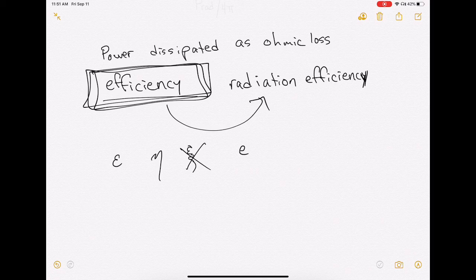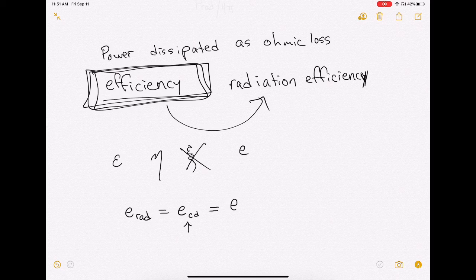So the radiation efficiency is a measure of how much of the power that goes into your antenna is actually radiated as compared to the amount that is dissipated as loss in the materials. So you can break that down into conductor losses and dielectric losses. So sometimes it's written e_cd like this.